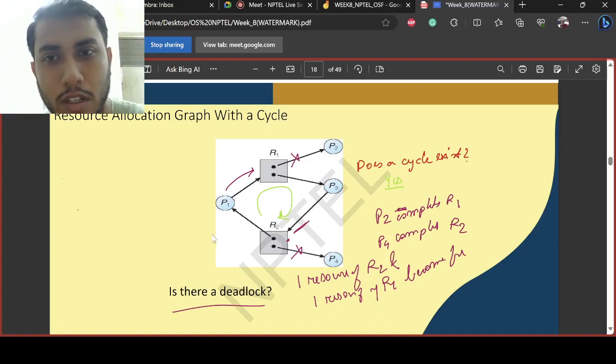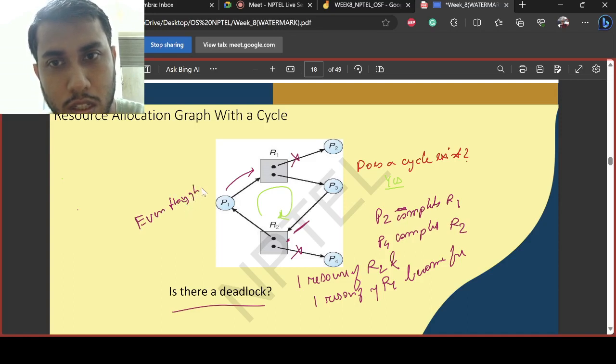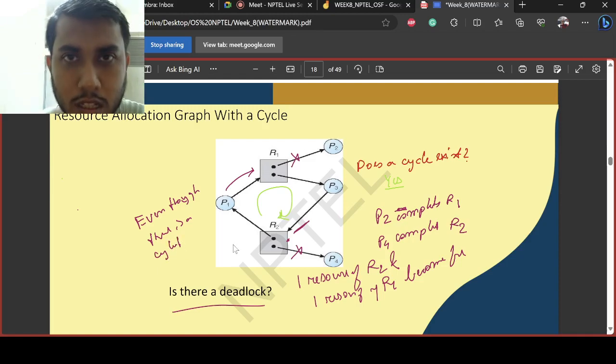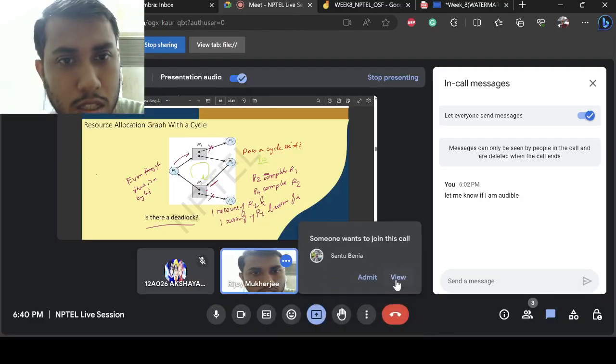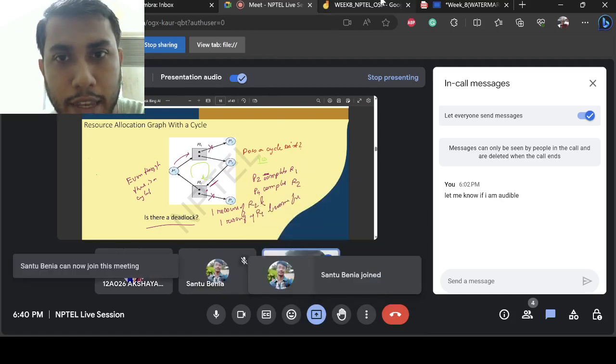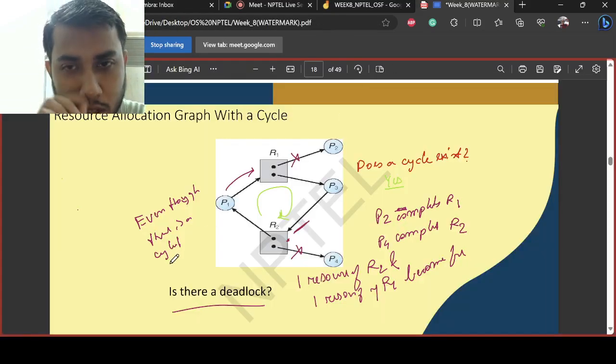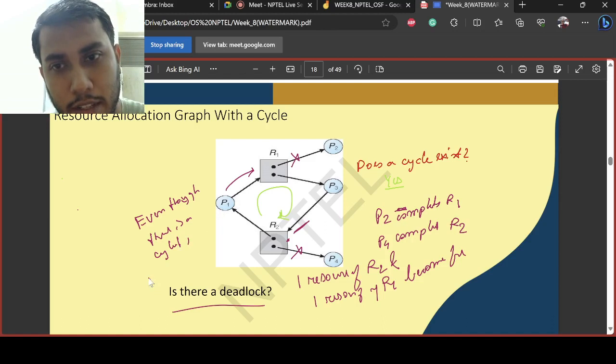So therefore, even though there is a cycle, there is no deadlock.